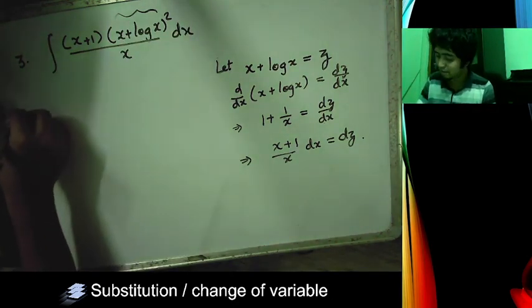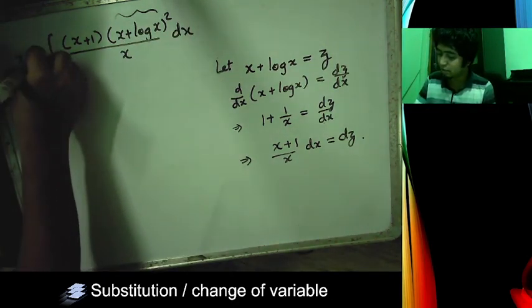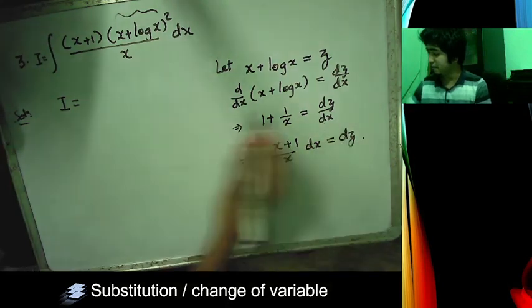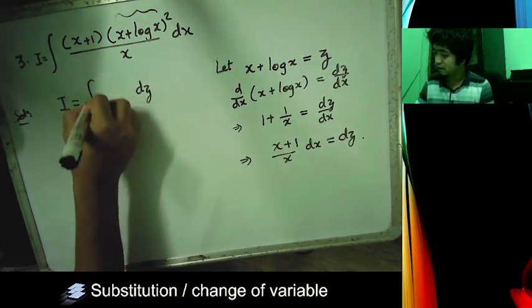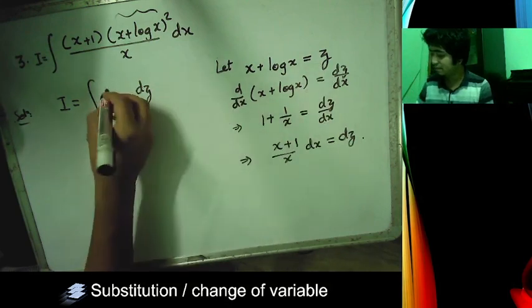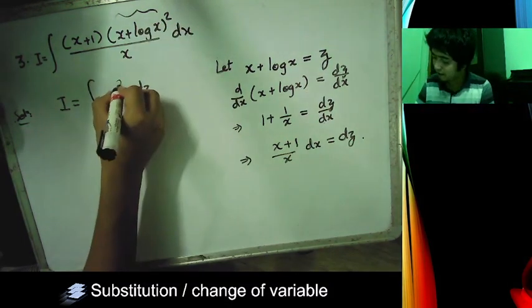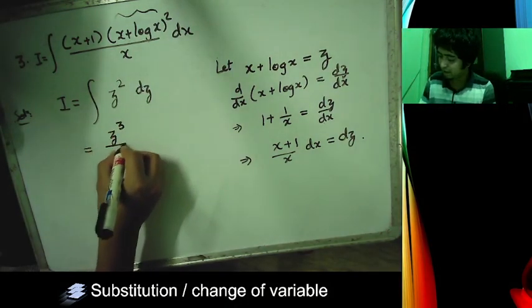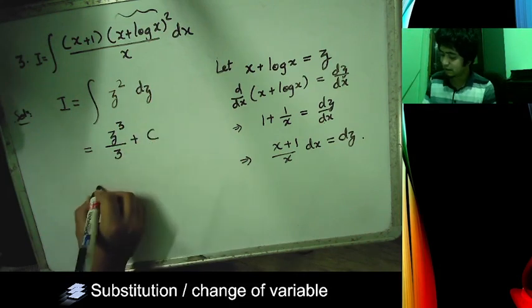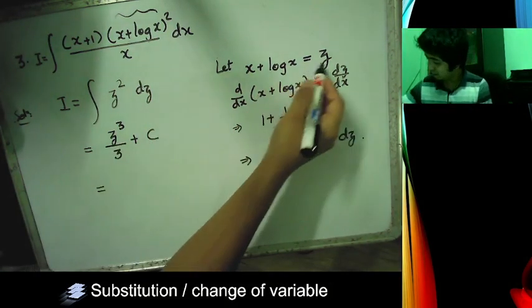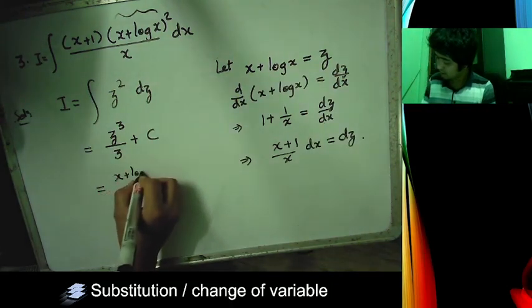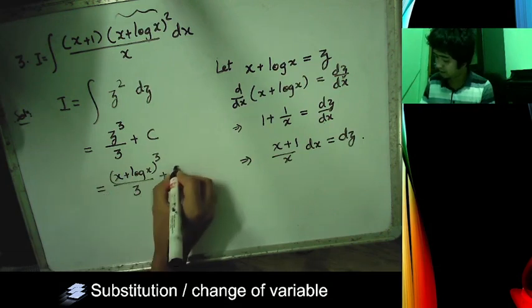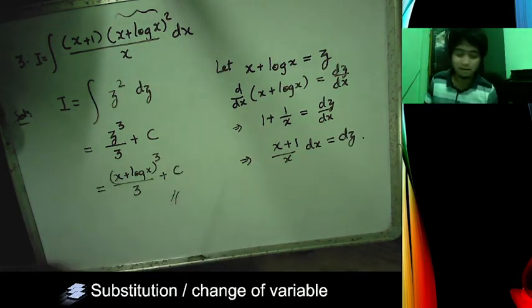Okay, so what we can do, again denoted with I, x plus 1 by x dx will give you dz. And this one has been replaced by z, and then you have a square. So you'll be having this. And if you use the formula, you will be having z cubed by 3 plus c. z will be x plus log x, power 3 upon 3 plus c. Okay, so this is the solution for number 3.